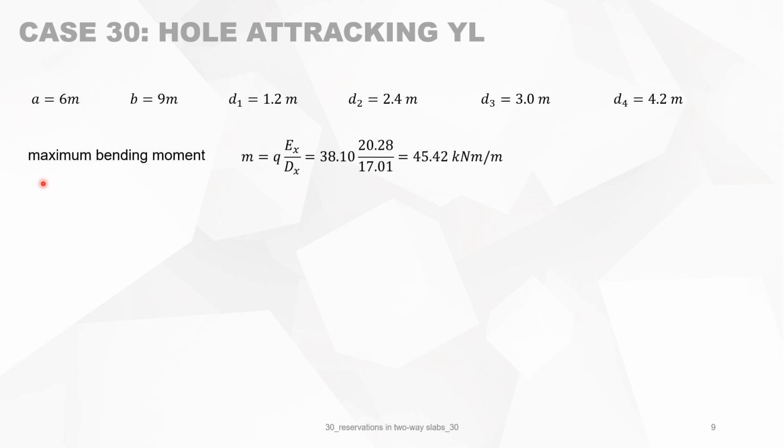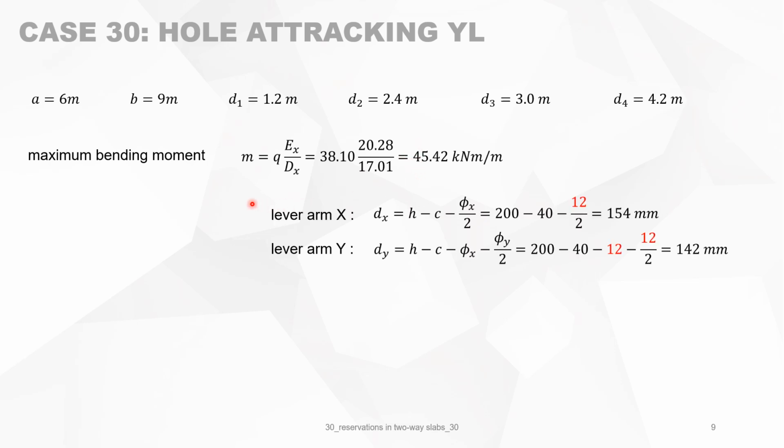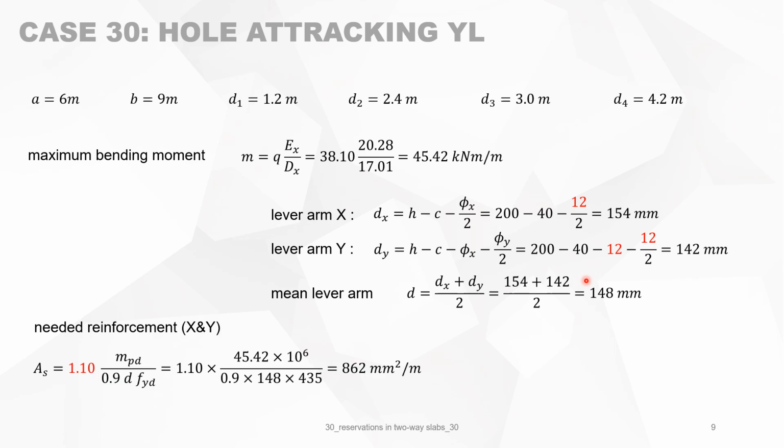And then we use the formula of the previous slides and we can calculate EX and DX. And we have as a maximum bending moment 45.42 kilonewton meter per meter. We convert this bending moment into reinforcement. We calculate the mean lever arm, which is 148 millimeters.